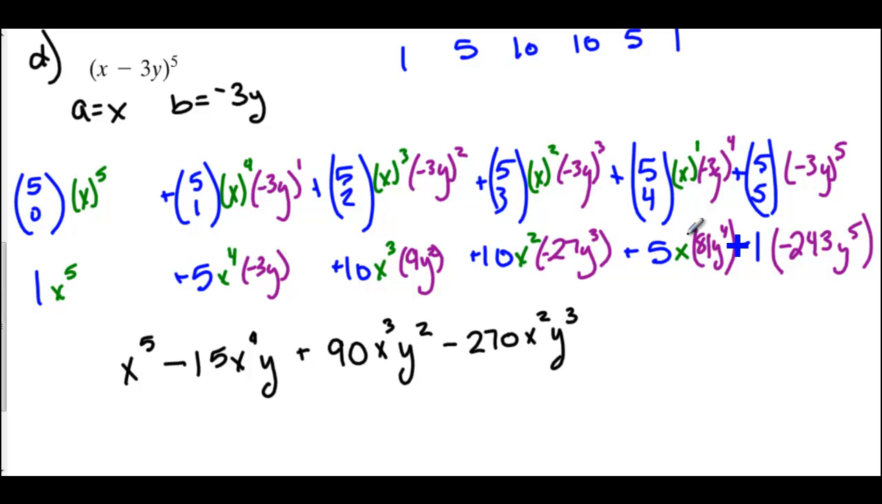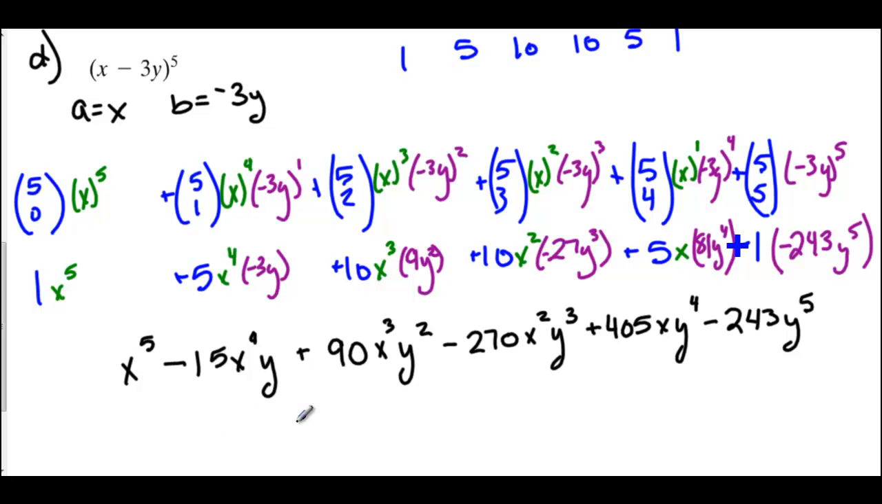And then here we've got two positives. So plus the 5 times 81 is going to be 405 x y to the fourth. And then this is a positive 1 times a negative, so minus 243 y to the fifth. Is that okay? You guys agree? Don't make any silly mistakes?